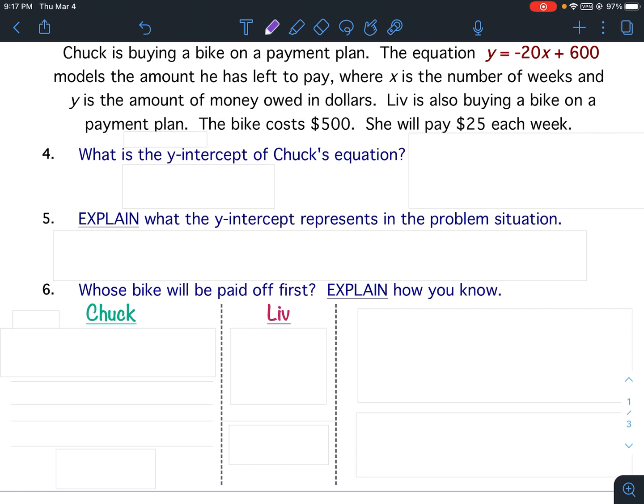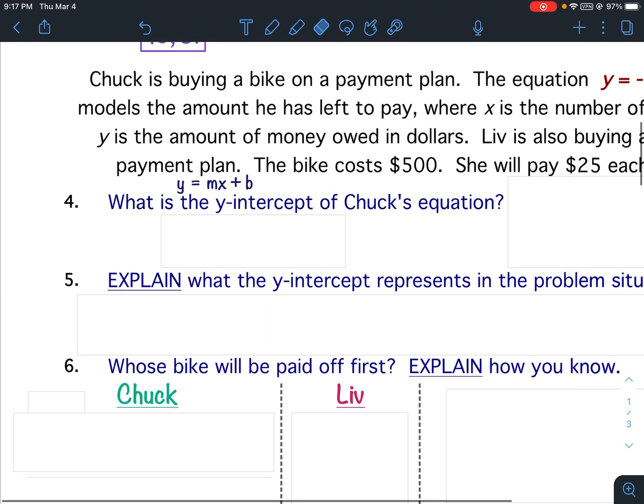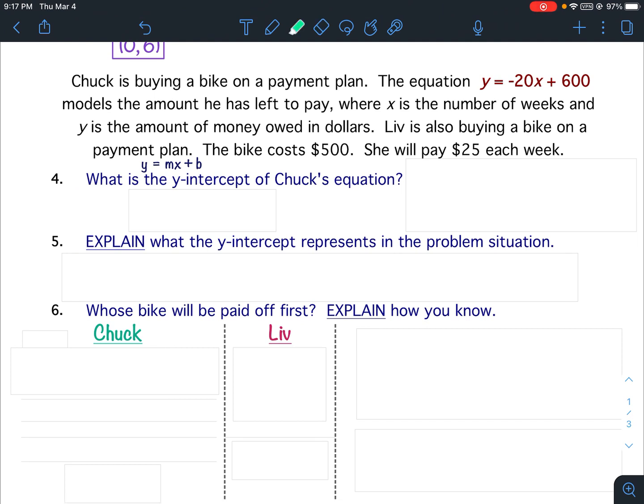Okay, first of all, the equation y equals negative 20x plus 600. It says that x is the number of weeks and y is the amount of money still owed. So as the weeks go on, that y should be getting smaller. The more you pay, the less you would owe. It says, what is the y-intercept of Chuck's equation? Well, his equation is in slope-intercept form, so y equals mx plus b. B would be the y-intercept. So right here in Chuck's equation would be his y-intercept. It would be 600.